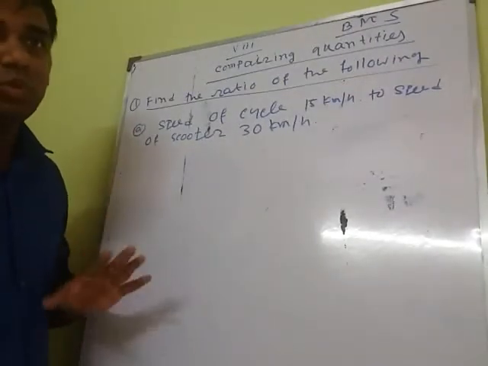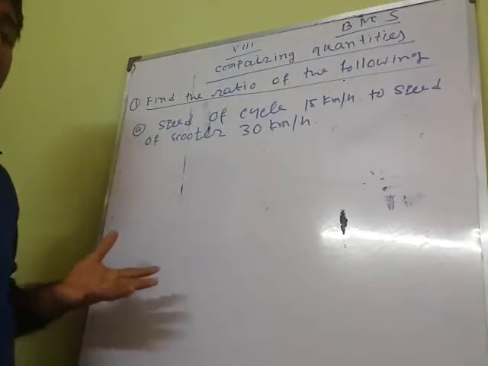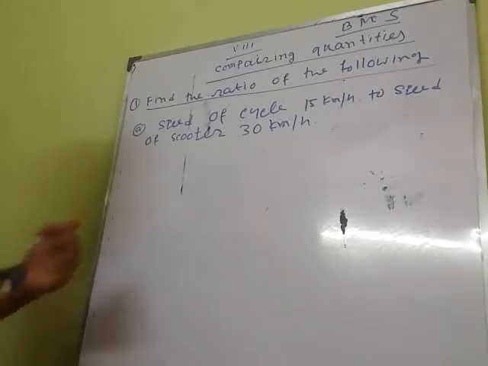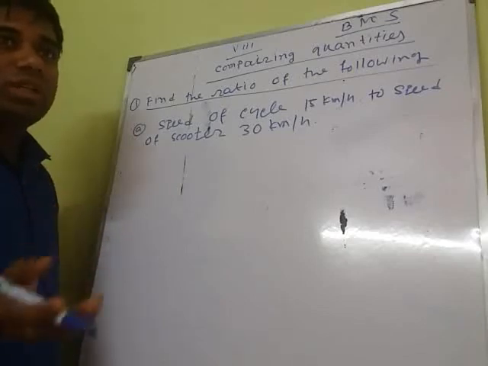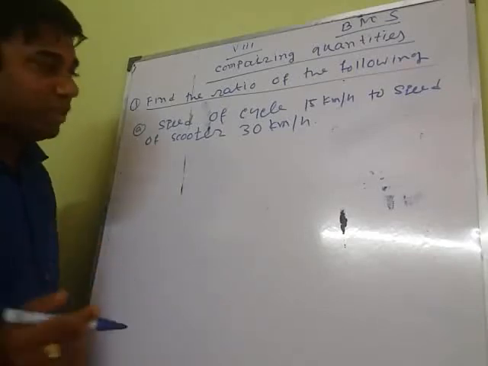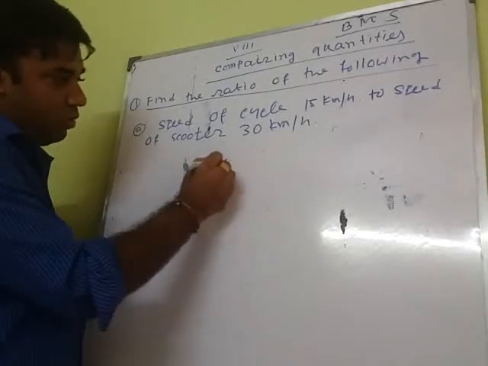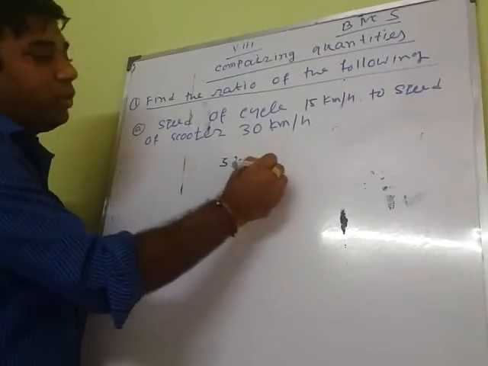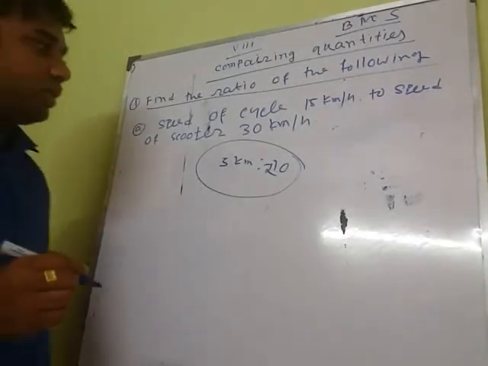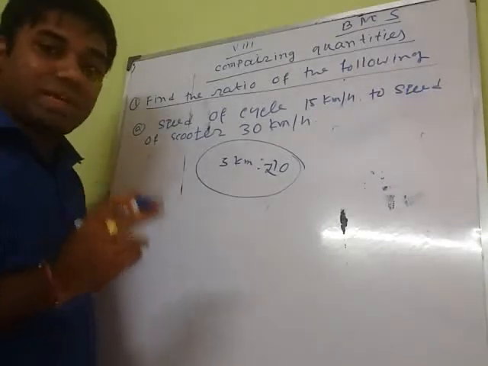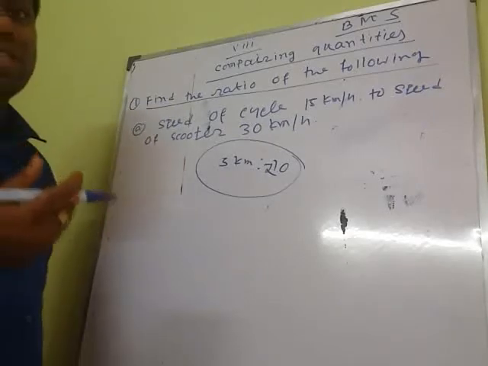Ratio means comparing two quantities of the same unit. Same unit means we can calculate the ratio whenever the two quantities are expressed in the same unit. Because if I want to calculate the ratio of 5 kilometer to 10 rupees, then that is not a ratio. So ratio means comparing quantities in the same unit.